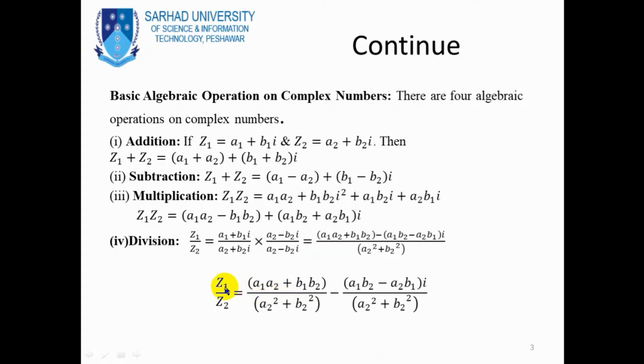So for the division of these two complex numbers, we obtain z1 divided by z2 is equal to (a1 into a2 plus b1 into b2) divided by (a2 square plus b2 square), plus, this is the imaginary part, (a2 b1 minus a1 b2) divided by a2 square plus b2 square. So this is the real part and this is the imaginary part.